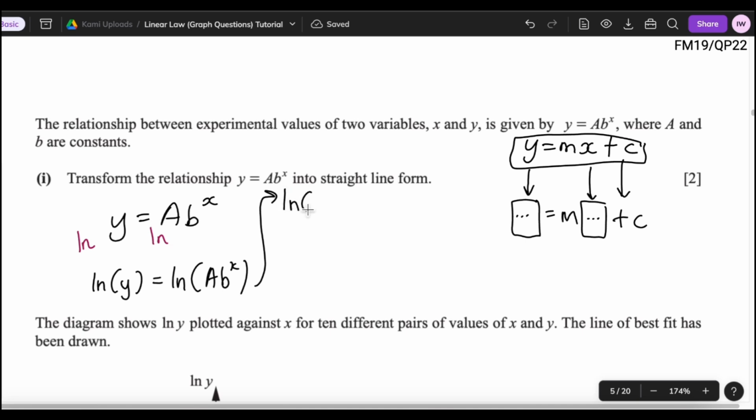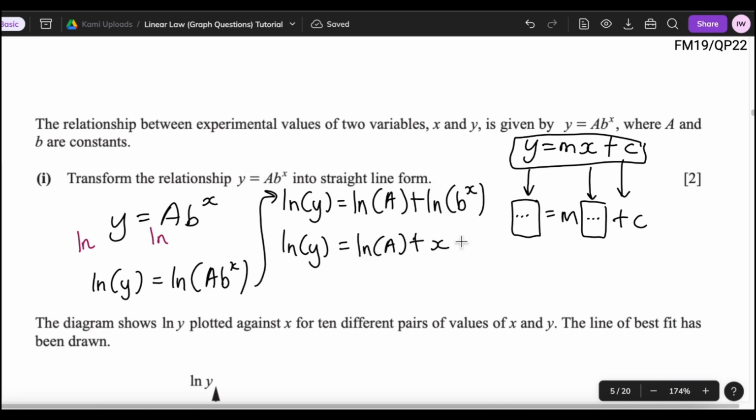So I'm going to try and split up this right side into two different logs. This comes from your laws of logs. So if a is multiplying by b power x, you can go ahead and split that up into ln a plus ln b power x. And if you notice over here, you can take this x down and multiply it by ln b. The reason we want to do that is so that we have something multiplied by x.